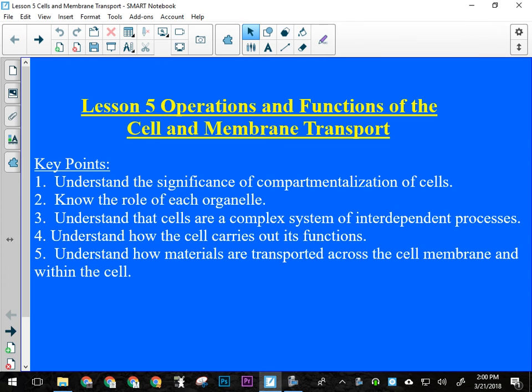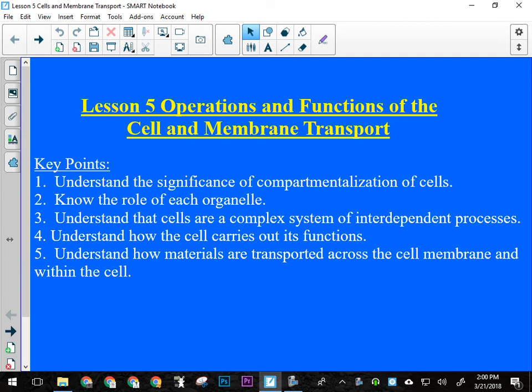Okay, so today we are going to be going over the functions of all the things we labeled on the cell diagrams yesterday. We're going to talk about what every single part of the cell does and kind of how that job happens. We're also going to look at how the cell transports materials. Cellular transport is probably the most important concept in the biology unit of Science 10.